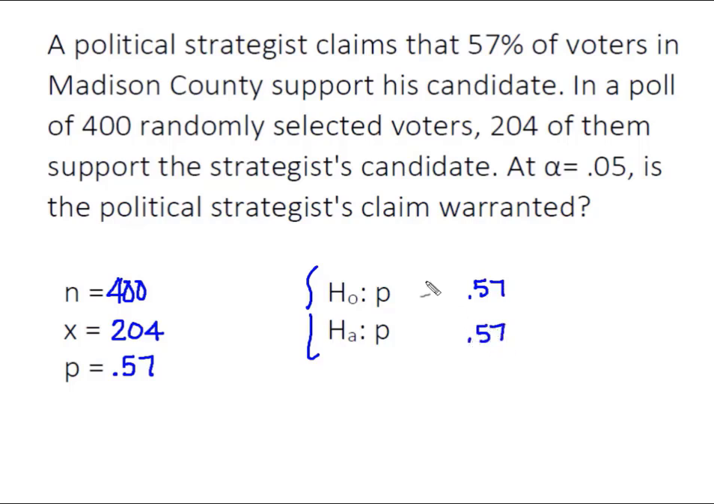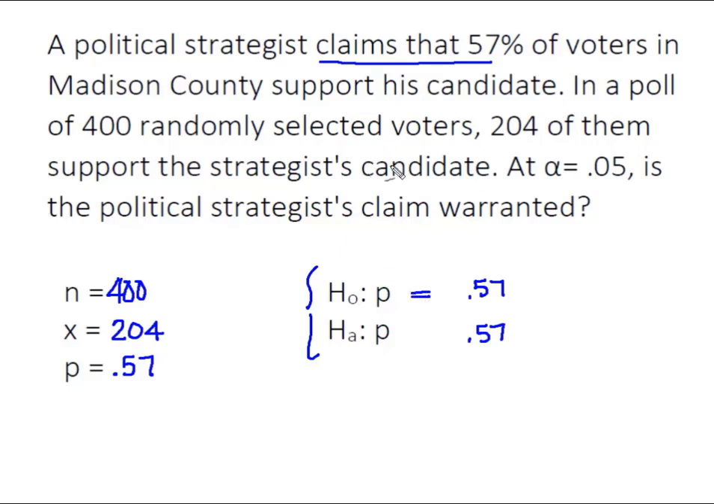And so now we need to set up our signs for the null and alternative. This strategist claims that 57% of the voters support his candidate. So they're claiming that the proportion is equal to 57%.